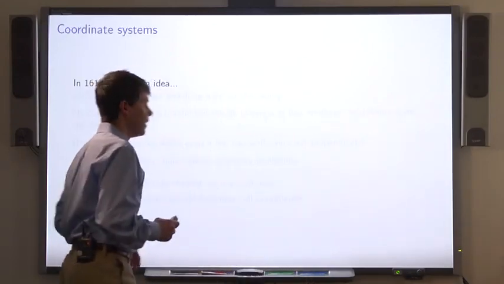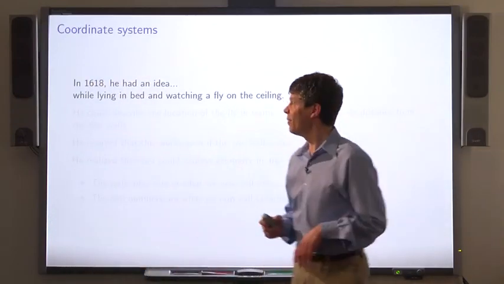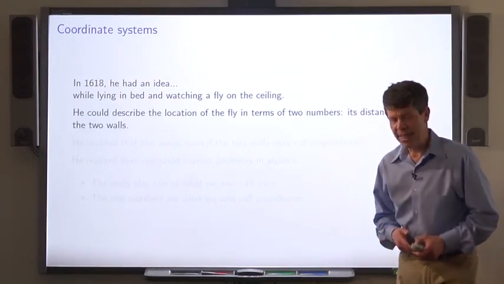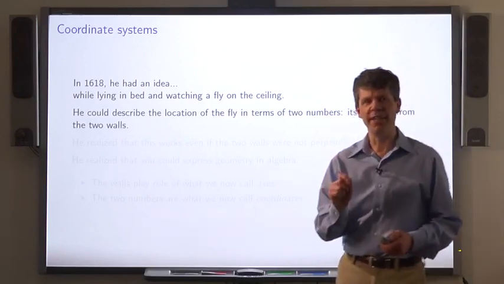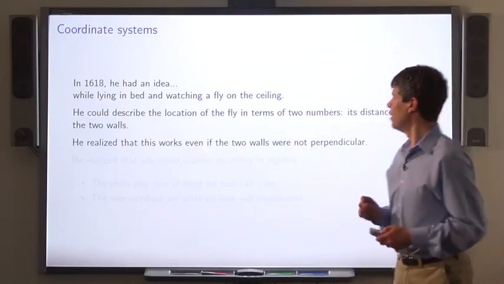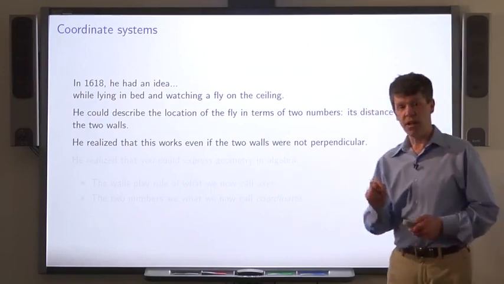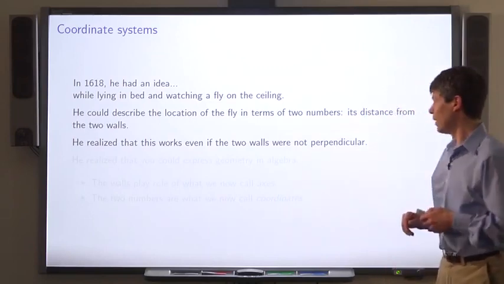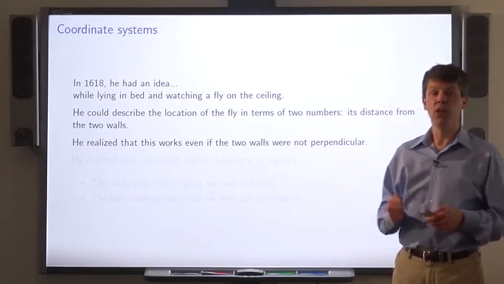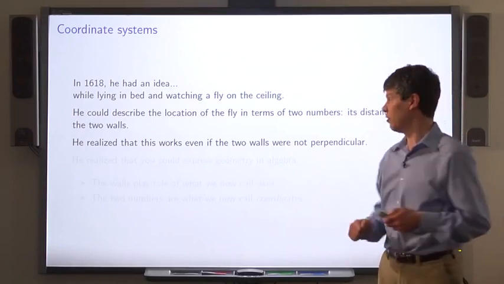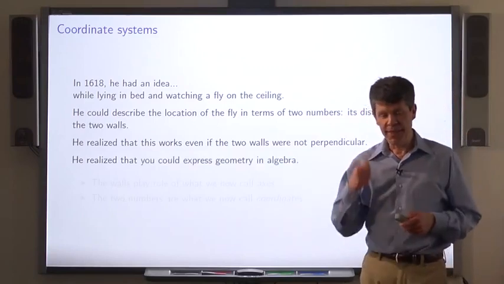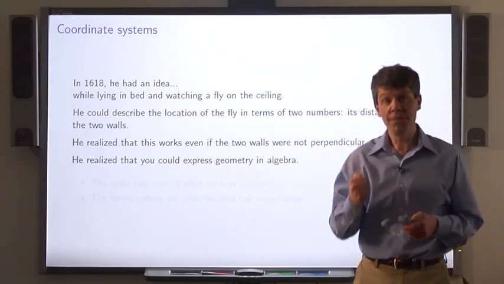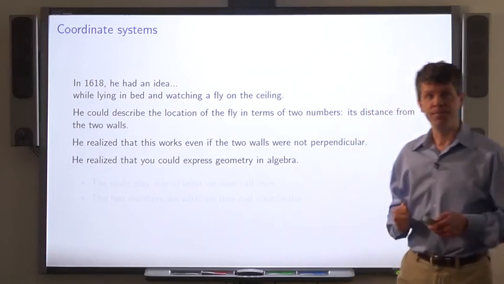The story goes, he had an idea while lying in bed and looking at a fly on the ceiling. He noticed that he could describe the location of the fly by two numbers. That is, the distance of the fly from two walls making a corner. And he realized that this works even when the walls were not necessarily perpendicular. This led him to understand that he could formulate geometric questions using algebra.